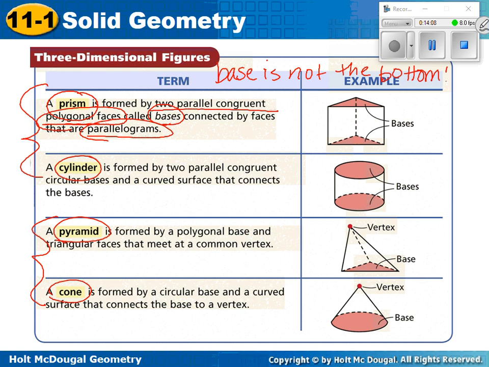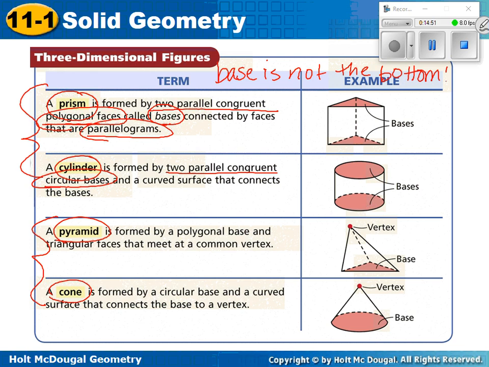Okay? Cylinder, same thing. It's going to be formed by 2 parallel congruent circular bases and then the curved surface that connects them. Pyramids and cones, what are they going to come to? What's going to happen here? They're going to have 2 parallel bases? No. You're going to take the sides around this base and they're going to come to a point or a vertex. So when you have cones and pyramids, they're going to come to a point each time. So the pyramid does not have a circular base, the cone does. Everything else about them is very similar.